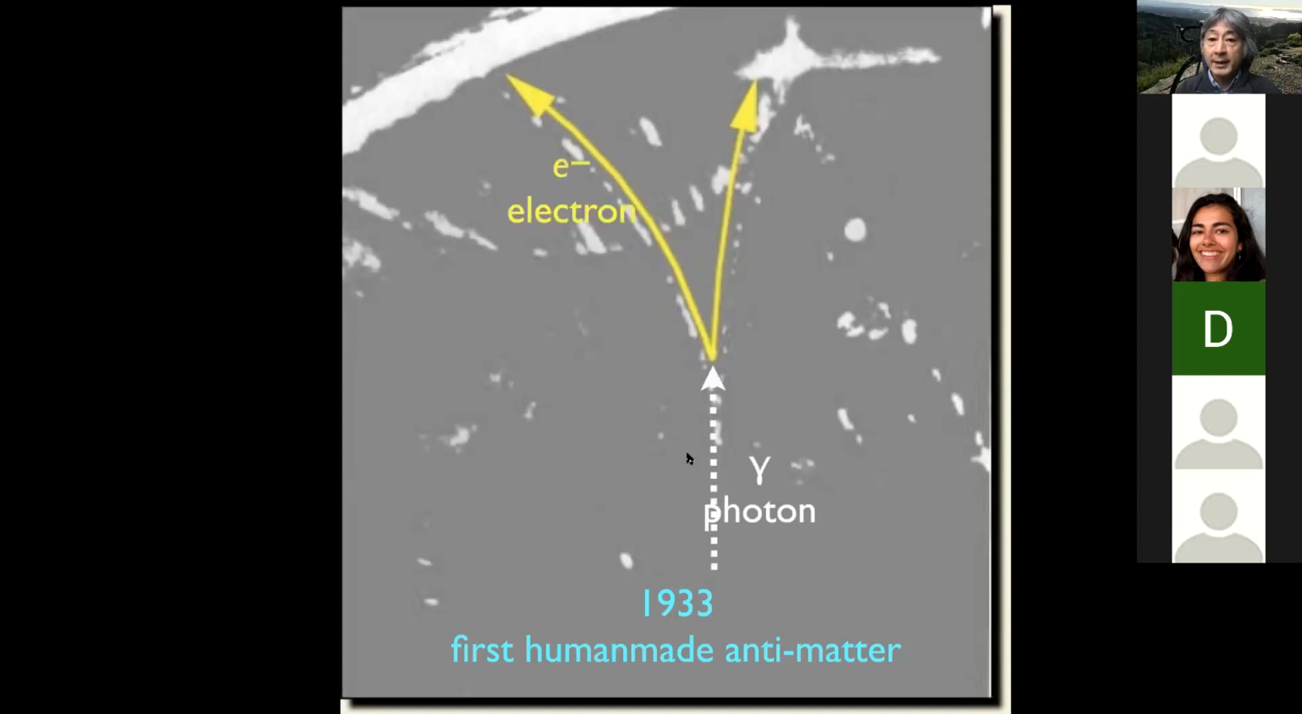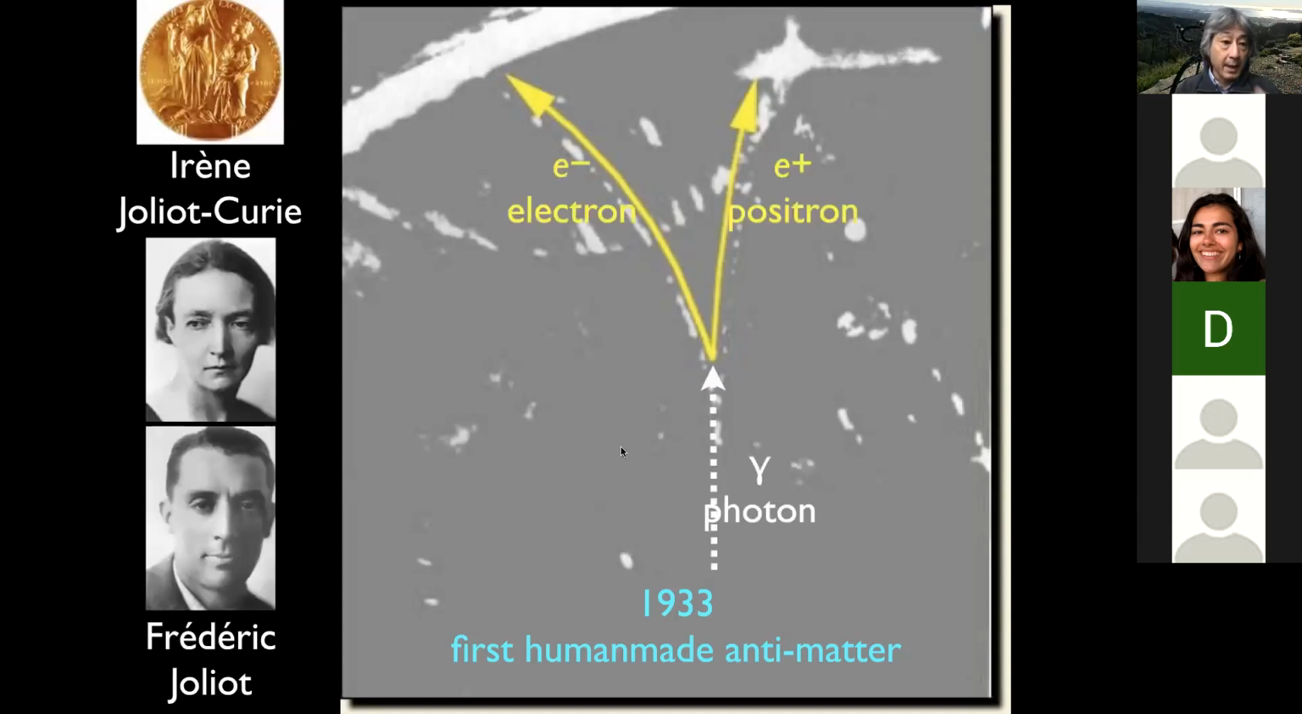And so this was done back in 1933 by the daughter of Madame Curie, Irène Joliot-Curie, and her husband, Frédéric Joliot. She also received the Nobel Prize in Chemistry based on her study of radioactivity, following the career of her mother. And this is another experiment they have done to create a pair of matter and antimatter from sending in energy.